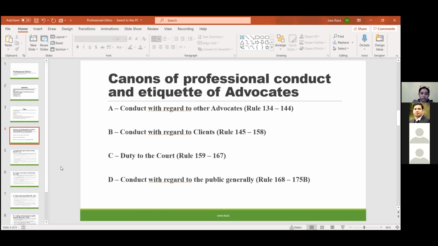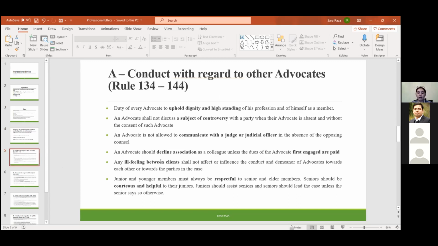Chapter 12, the canons of professional conduct and etiquette of advocates, is divided into 4 sections. Part A is about conduct with regard to other advocates. Part B is conduct with regard to clients. Part C is duty to the court, and Part D is conduct with regard to the public generally. You can see that these rule numbers are written in front of each section, and I will be moving forward with each section, but won't be covering each and every rule in detail. I will briefly give you a summary of what each part talks about.